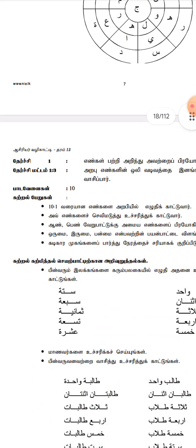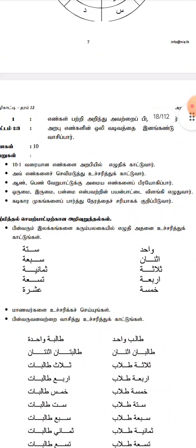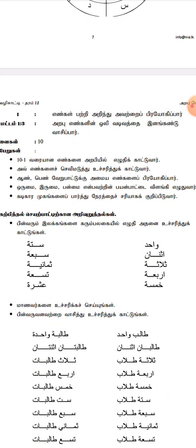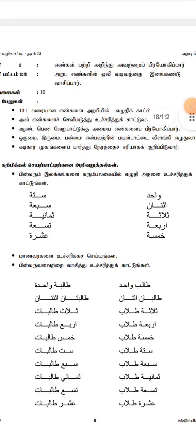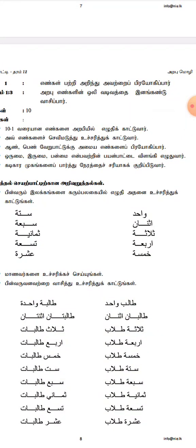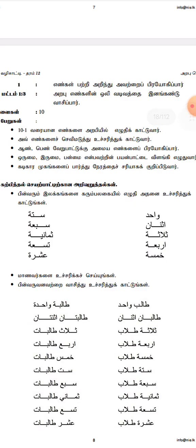Okay, so the third, lesson 1.3, is based on numbers. So now we'll study about numbers. First of all, we will read it. Wahidun means one, ithnani means two, thalathatun means three, arba'atun means four, khamsatun means five, sittatun means six, sab'atun means seven, thamaniyatun means eight, tis'atun means nine, asharatun means 10. So you should read it.